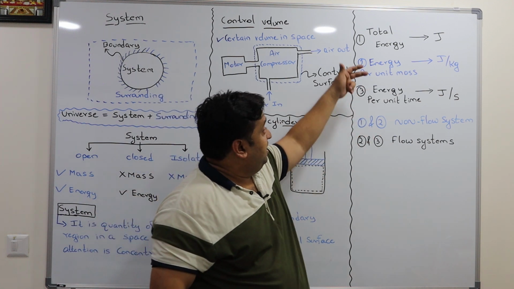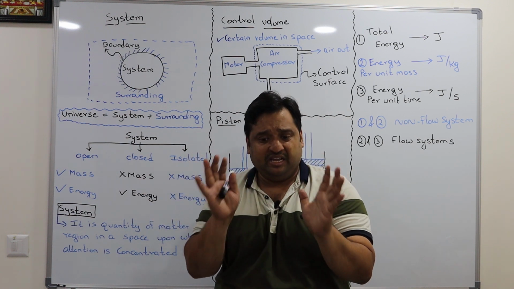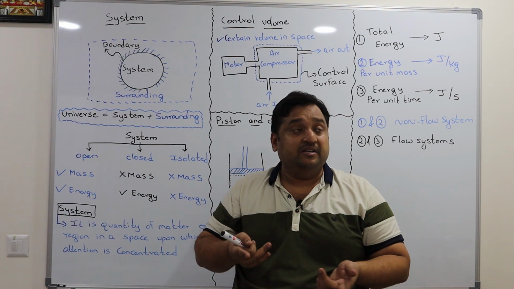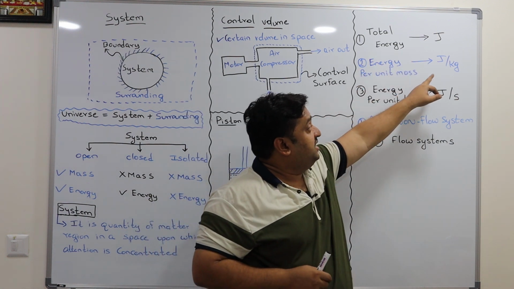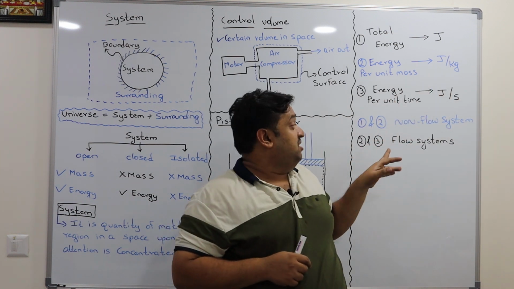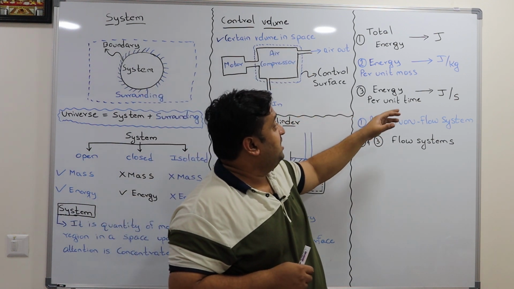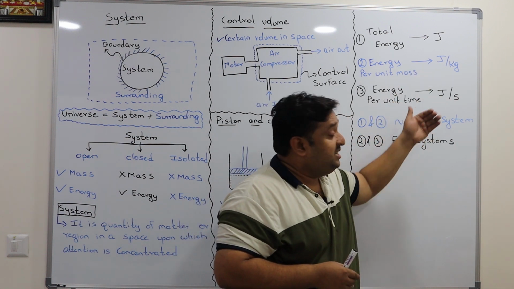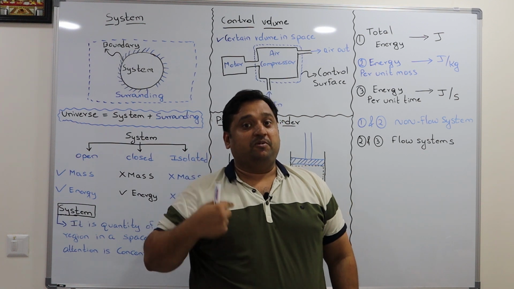In general, the first two are for non-flow systems, where a fixed amount of mass is in the system and we look at what is happening with respect to it. That means we deal with joules and joules. Generally these are non-flow systems. For flow systems like compressors, we use the second and third approaches, that means energy per unit mass or energy per unit time. So these are the two approaches we can use to solve a problem.